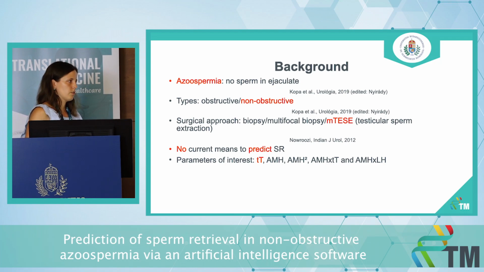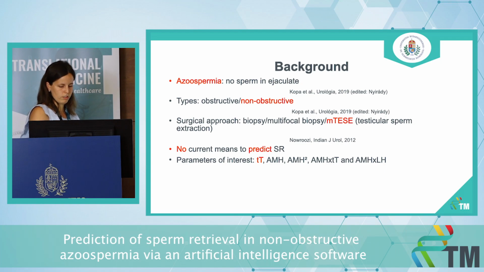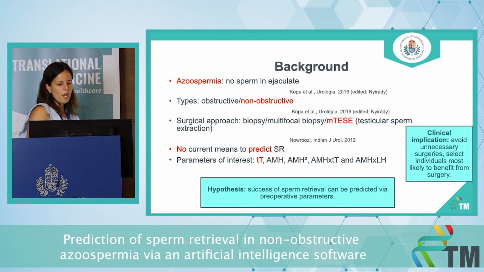Currently, we have no means to predict sperm retrieval, whether we find sperm or not, if we do the testicular sperm extraction, but based on our data, these are the parameters that seem to be of interest. The most significant one is total testosterone. And our hypothesis was that success of sperm retrieval can be predicted via preoperative parameters, and thus the implication would be that we can avoid unnecessary surgeries and select individuals most likely to benefit from the surgery.